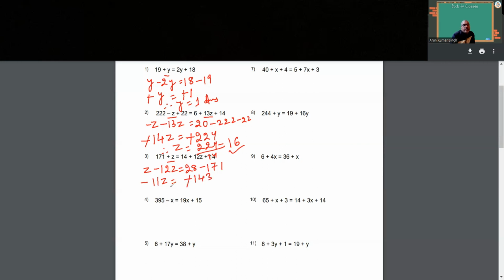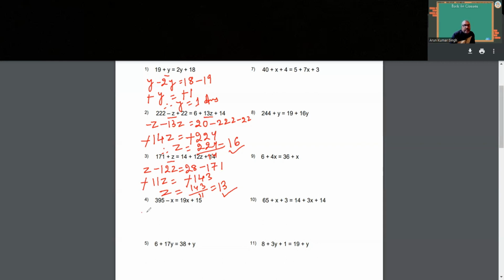Let's see here, this is gone. So z will be equal to 143 by 11. And that means 11 ones are 11. And here 3 times it is 33. So 13 will be the answer. Let's see another one. So 395 minus x equal to 19x plus 15.